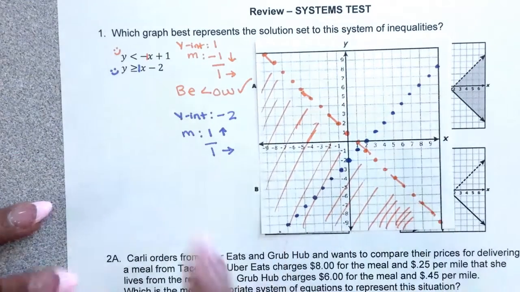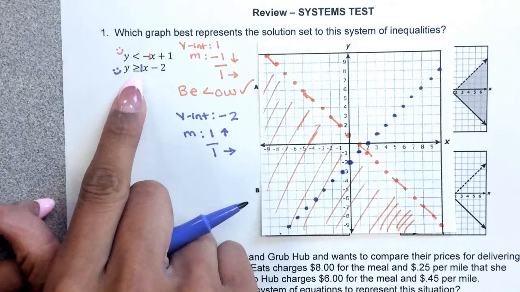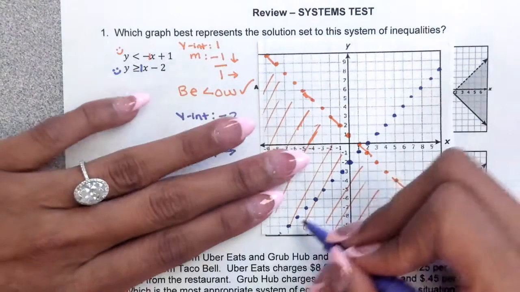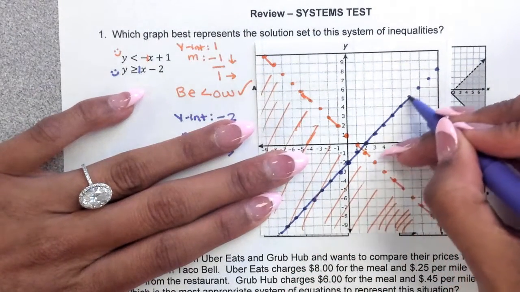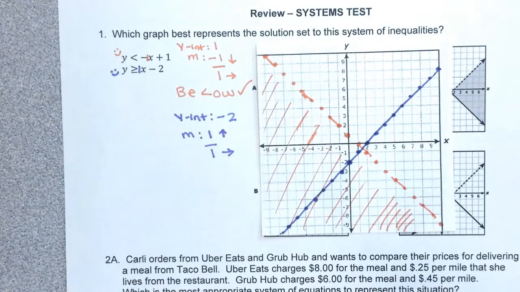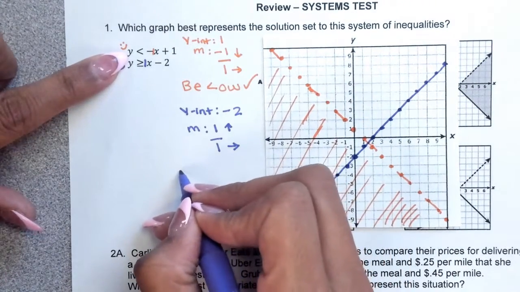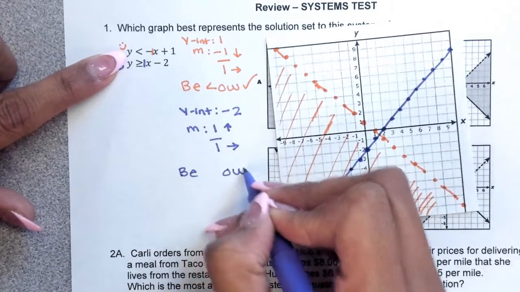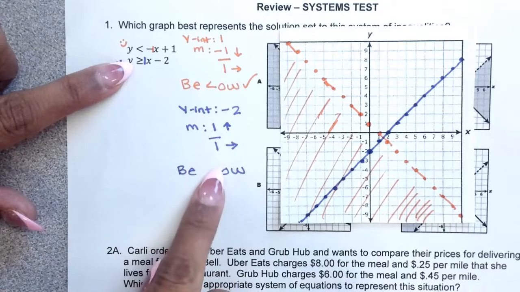The next step is this going to be solid or dashed? It's going to be solid because there was a line underneath. Extra line means extra ink. So we're going to connect our points, making a solid line. The next step is, are we shading above or below? So I'm going to write the word B, E, leave a space, O, W. We're going to input this inequality sign in the middle.